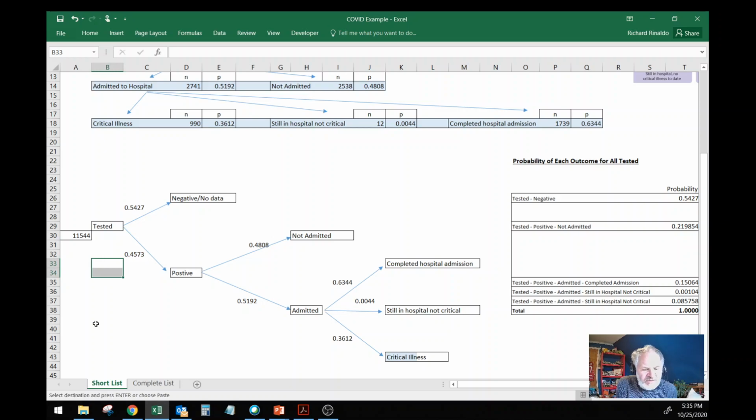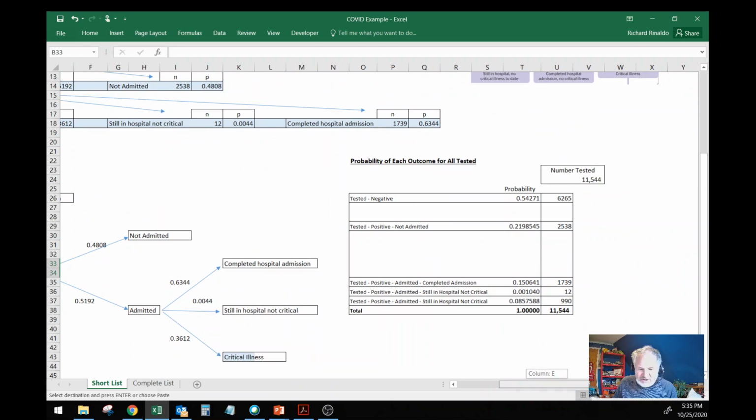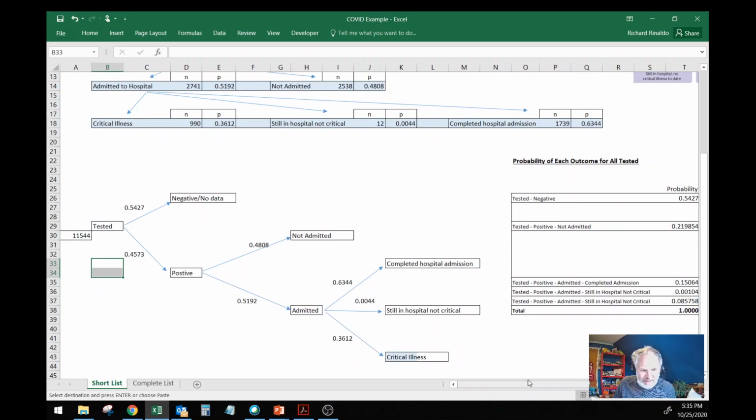Of the 11,544, what's the probability of a person being admitted to hospital under critical care? Right? So if you show up at the hospital to get tested, you're sick and thinking COVID, and you get tested, what's the probability that you're going to end up in critical care in ICU? And how I do that is I multiply the probabilities along the path.